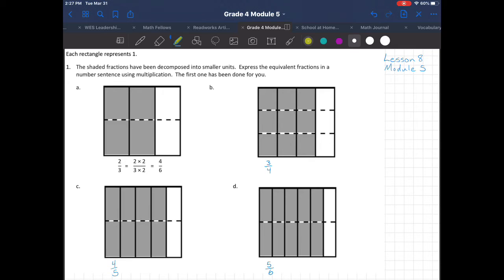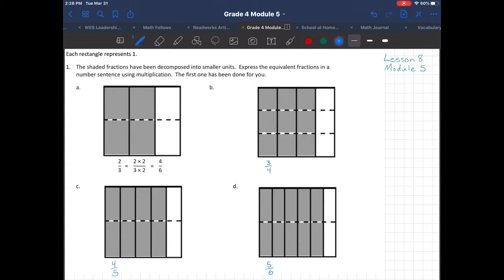Hi there, we are here today to do Lesson 8, Module 5. More fractions, more equivalent fractions. So the shaded fractions have been decomposed into smaller units. Express the equivalent fractions in a number sentence using multiplication.